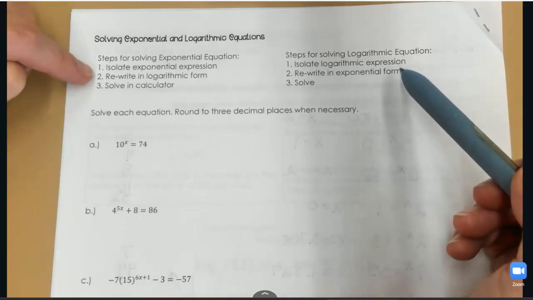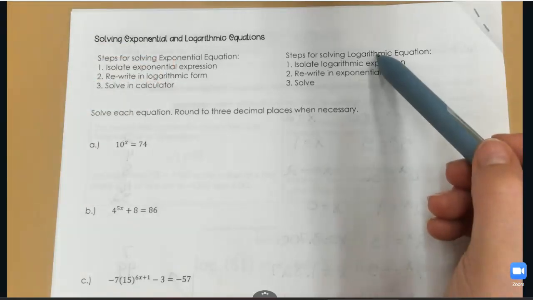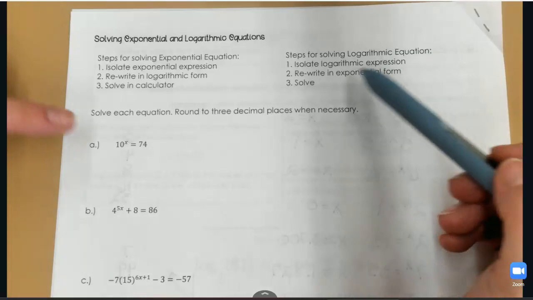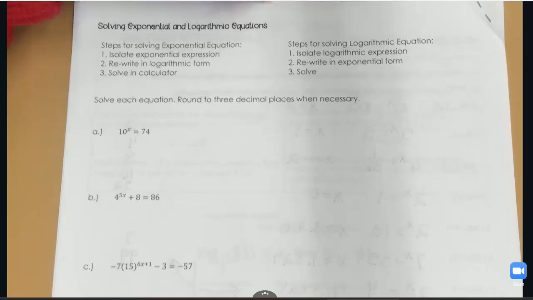Then, depending on whatever form it is, you will rewrite it. So if it's an exponential, you'll rewrite it as a log. If it's a logarithm, you'll rewrite it as an exponential. And then you'll solve only in the calculator if you need to. So we are going to go through 6 examples of this.